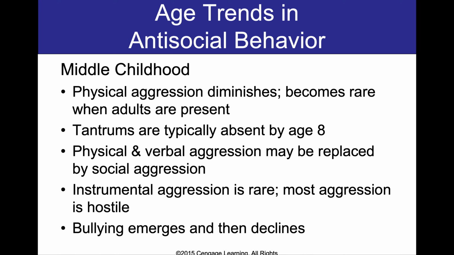Middle childhood, we see the physical aggression diminishes and becomes rare when adults are present. Tantrums are typically present by the age of 8. Physical and verbal aggression may be replaced by social aggression. Instrumental aggression is rare, and most aggression at this age level is extremely hostile. Bullying emerges, but then it does begin to decline.